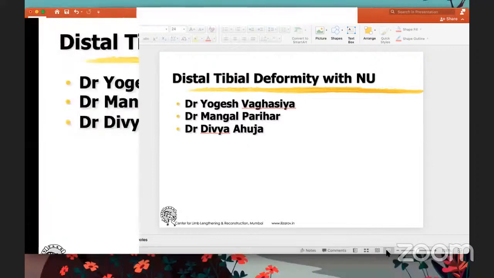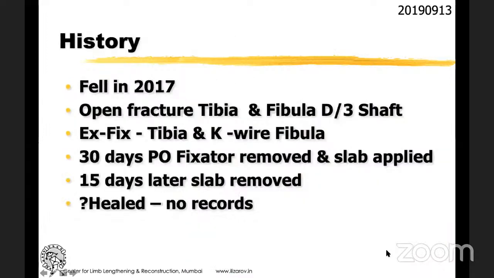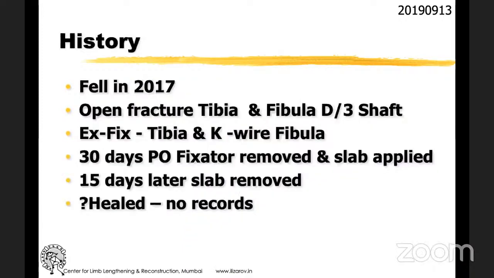Okay. Good morning, everyone. I'm going to present a case of distal tibial deformity with non-union. A middle-aged female patient came to us with complaints of severe deformity and shortening of the left leg. She gave a history of a fall in 2017, from 8 to 10 feet height, and sustained an open fracture of the tibia and fibula, distal third shaft. She immediately underwent surgery. An external fixator was applied for the tibia and K-wire for the fibula.